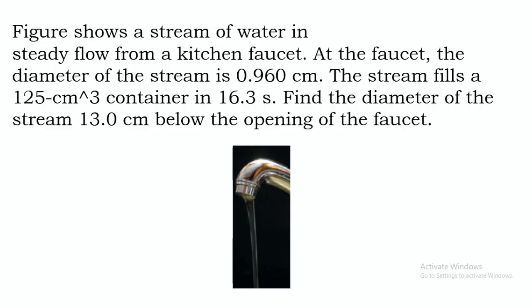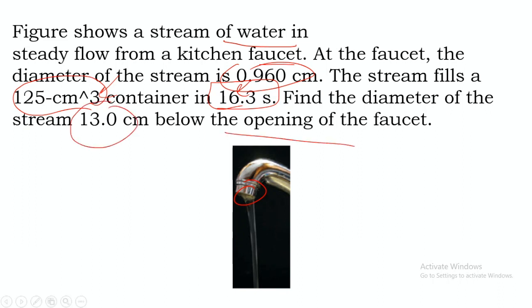Next question says, figure shows a stream of water in steady flow from a kitchen faucet. At the faucet, the diameter of the stream is this. So here we have this diameter. The stream fills a 125 centimeter cube container in this much time. So this is the volume of the container, this is the time. Find the diameter of the stream 13 centimeter below the opening of the faucet.